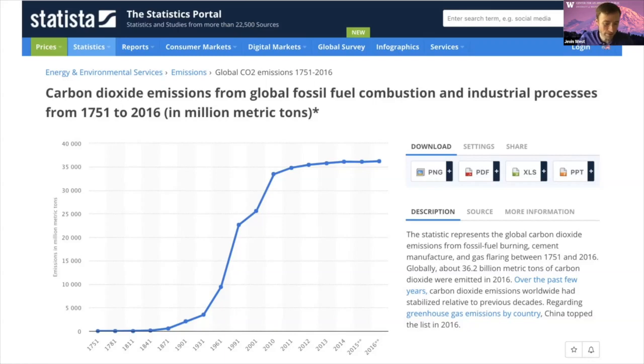Well, what's wrong here is if you look at the x-axis, this is the time dimension on the bottom of this page, you'll see that it starts in the year 1751. And it goes in 30-year increments to 1781, 1811, 1841. But then something strange happens. It goes from 2001, 2010, 2011, 2012, 2013, 2014, 2015.